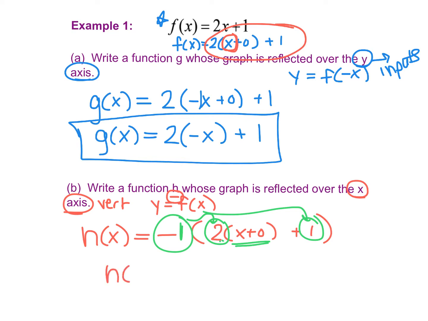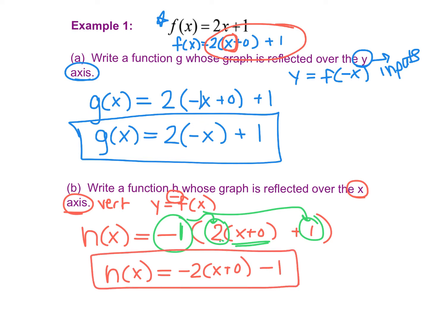So here we have h of x is equal to, we have negative 2, x plus 0, and then we have a negative 1 over here. So notice the slight differences here. If we have the y-axis, we're just adding a negative in front of the x. When we have a flip over the x-axis, so that vertical flip, we're adding that negative on the outside of the entire function and distributing it in to each group.